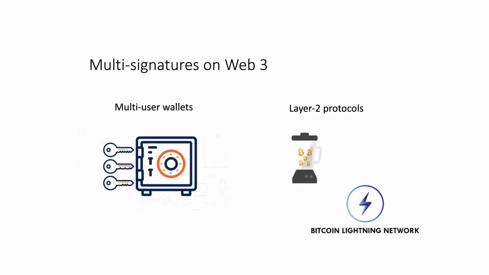So what do we know? Well, first, why do we care about multi-signatures on web3 and blockchain systems? They're very valuable in multi-user wallets, where you want multiple users signing a transaction in order for it to go through. But we've also seen them heavily used in layer 2 protocols, like certain Bitcoin tumblers, and also in payment channels like the Lightning Network.